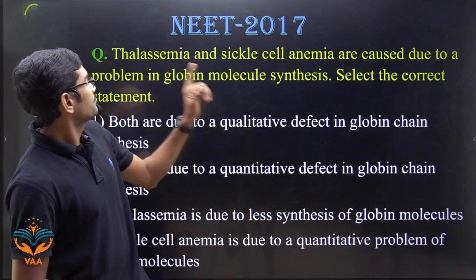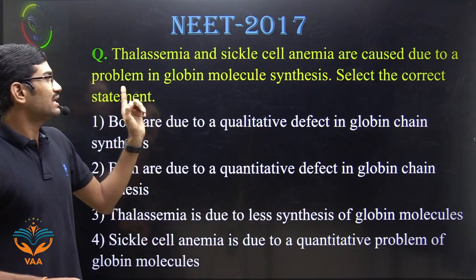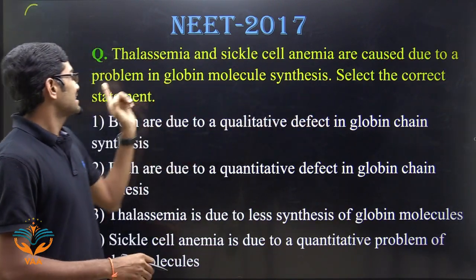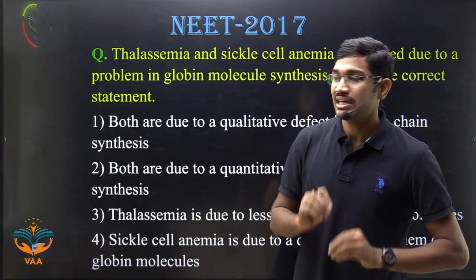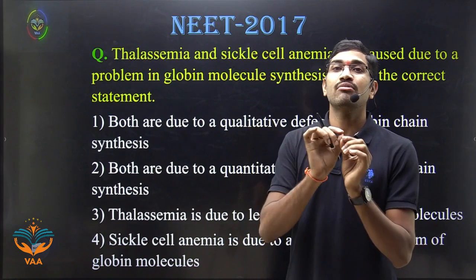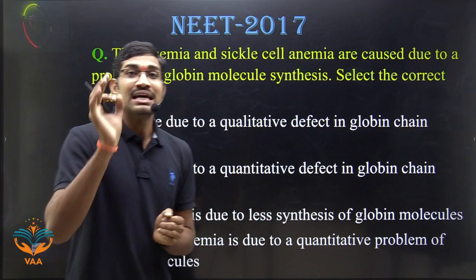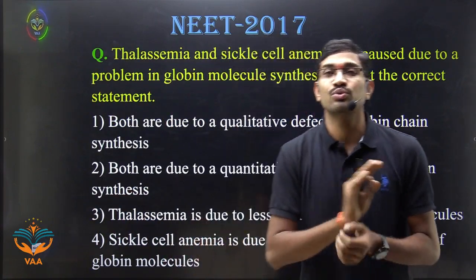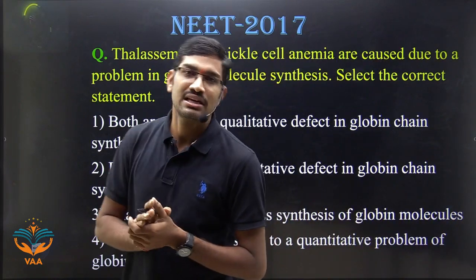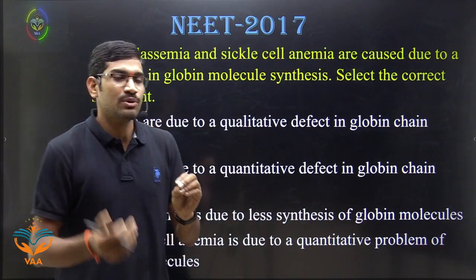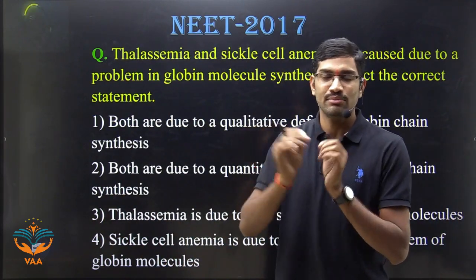That's it. Next one. Thalassemia and sickle cell anemia are caused due to a problem in globin molecule synthesis. Select the correct statement. This is very important. In the NCERT, at the end of thalassemia, they have clearly mentioned the relation between thalassemia and sickle cell anemia. Thalassemia is due to decreased production of these globin chains. Yes or no? So this is due to decreased production. That's why thalassemia is a quantitative problem. So clearly they have mentioned.